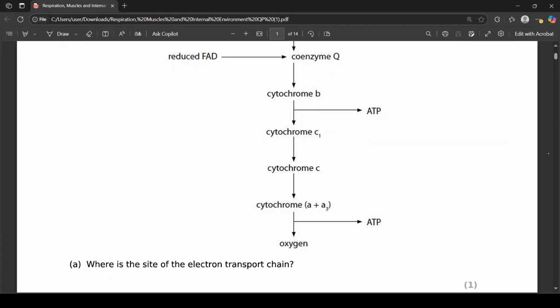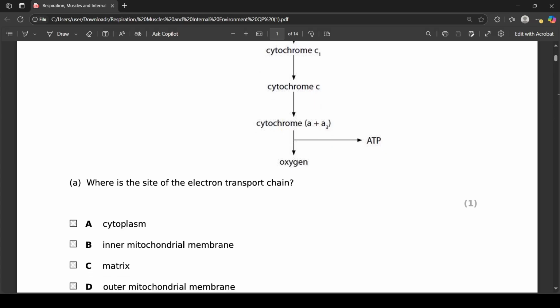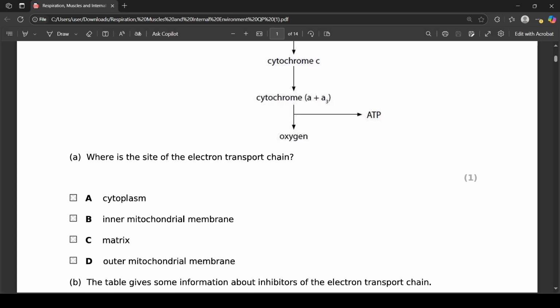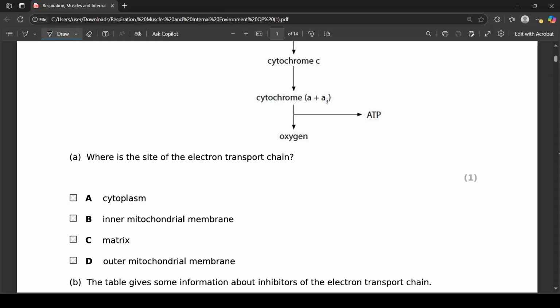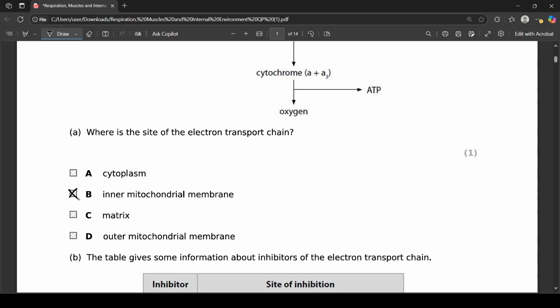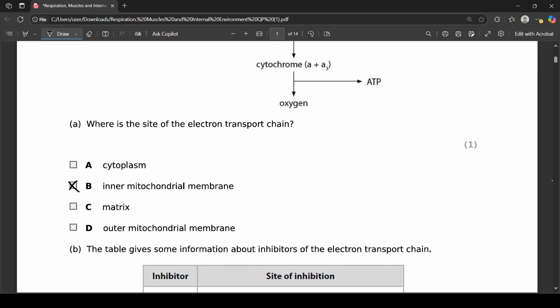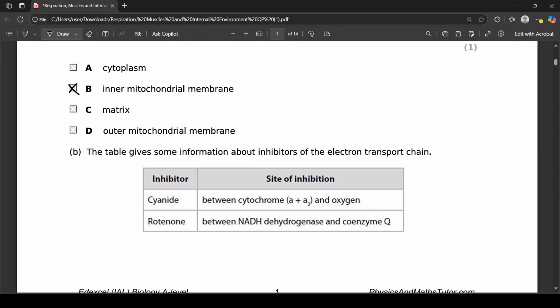So let's read the first question. Where is the site of electron transport chain? So do we remember where is the site of electron transport chain? It is in the inner mitochondrial membrane, right? Then let's move on to the next question.